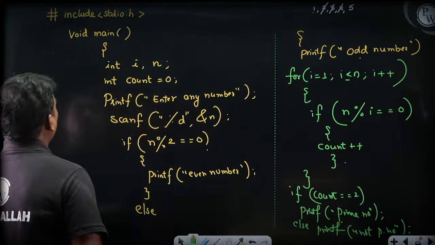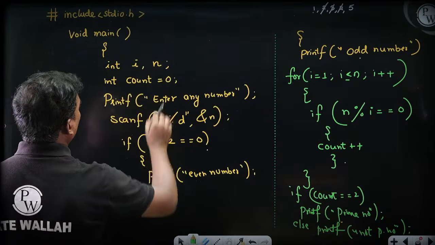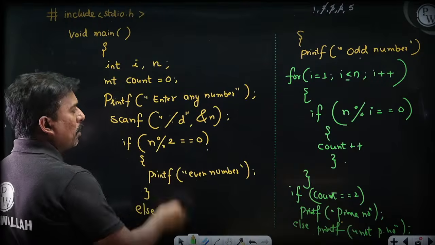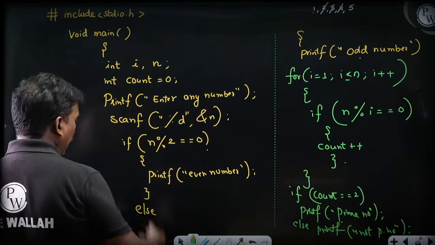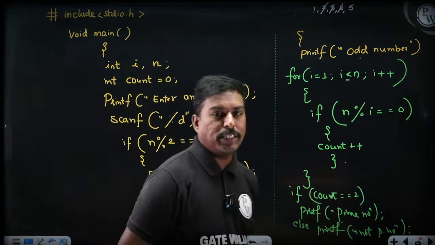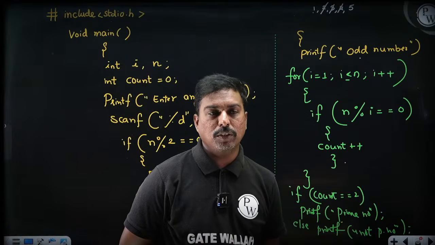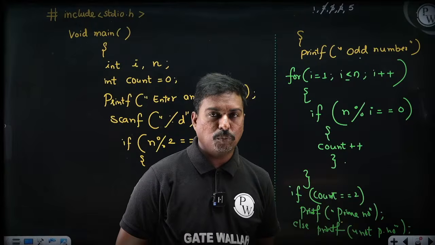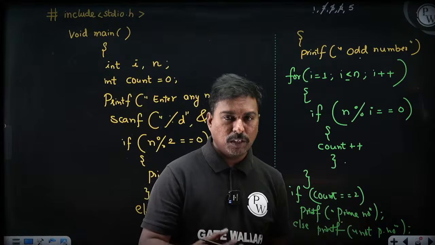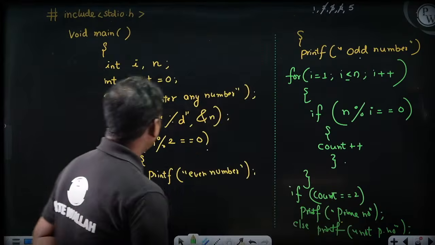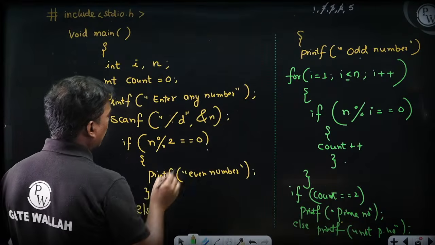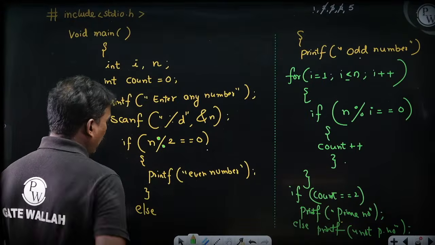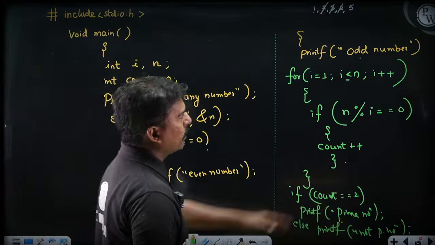void main, int i, n, int count is equal to 0. printf, I am taking, enter any number. First I am taking one number. For printf and scanf, I think you know. Printf is an output function, scanf is an input function which will take the reading. scanf %d &n. If n % 2 is equal to 0, then printf even number, else printf odd number.